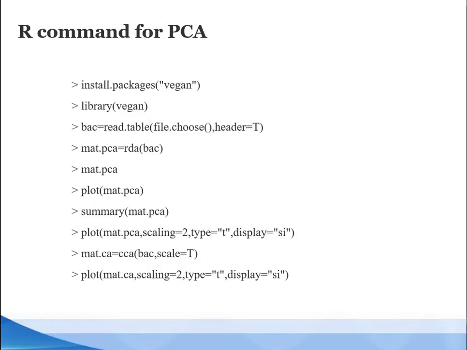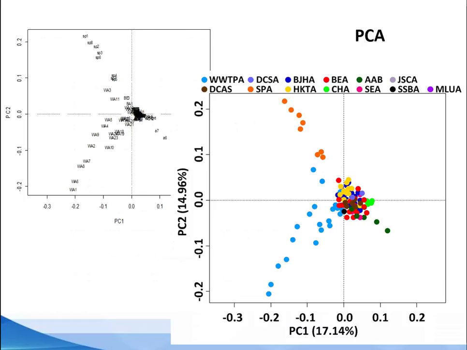This is the R command for principal component analysis. From this result, we could see that principal component analysis is not appropriate for analyzing the dissimilarity of bacterial communities in our datasets, because from the figure, most samples are clustered together, and it can't well reflect the dissimilarity of the bacterial communities among different environmental samples.